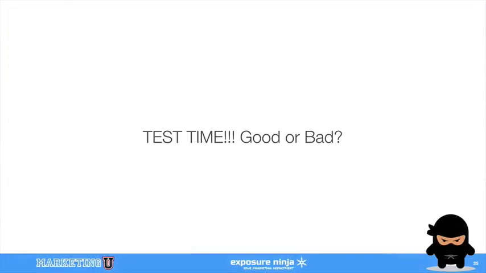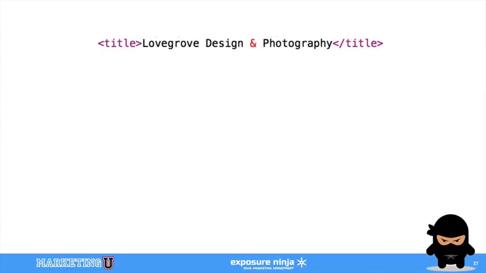Let's do a quick test to see what we think of some page titles I'm going to show you. We're going to see the page title, you decide whether you think it's good or bad, and then we'll talk about it. Lovegrove Design and Photography. Good or bad page title? Remember, we want to have our main target keywords at the start of the phrase. Firstly, it's too short. Remember, we've got 60 characters. Secondly, design and photography is a very ambiguous phrase. We don't know what sort of design, we don't know what sort of photography.